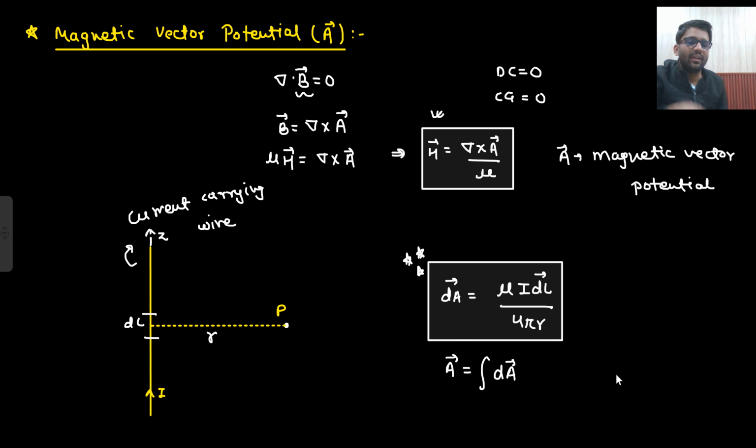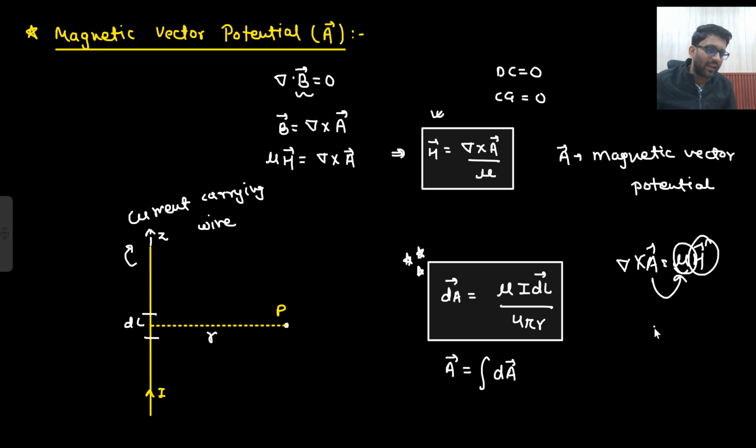And how will you keep it in mind? The confusion will be whether mu will come or not. When I was a student, I had this confusion too. What I used to remember is that del cross A is equal to mu H, and in the formula of H there is no mu, so certainly mu will come in the expression of A. All the confusion will be with this mu; you will forget it. So it is mu I dl upon 4 pi r. And what was the formula of H? H was I upon 2 pi r, no?